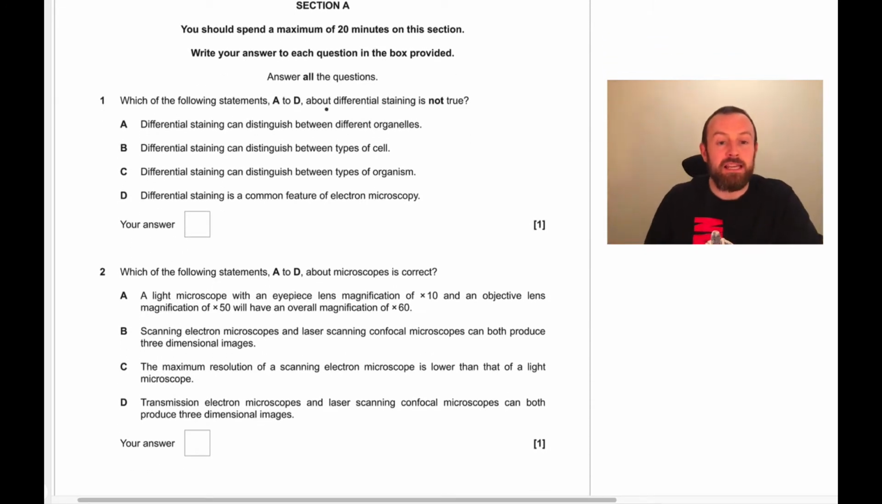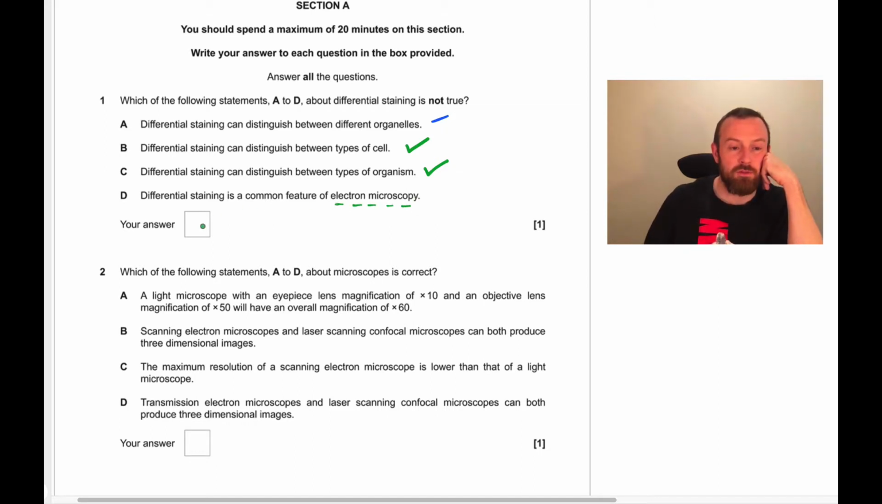Okay, question one. Which of the following statements A to D about differential staining is not true? Differential staining can distinguish between different organelles. That is true. You can stain different organelles with different dyes and therefore get different colours. Differential staining can distinguish between types of cell. That's also true. Differential staining can distinguish between types of organism. That is also true. You could have very small organisms that you're looking at. Differential staining is a common feature of electron microscopy. That is not a common feature of electron microscopy. So the answer is D.